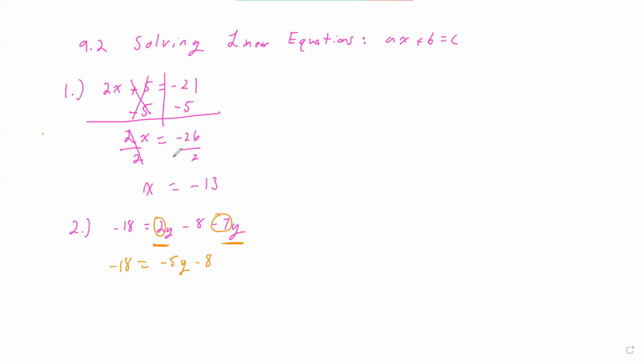So now I'm back to a two-step equation. What am I going to do first? Perfect. I need to get rid of my addition and subtraction. So I notice I have a minus 8, so I'm going to add 8, which is the opposite operation. So negative 18 plus 8 is negative 10, and I'm going to drop down my negative 5y. And now what would you do?